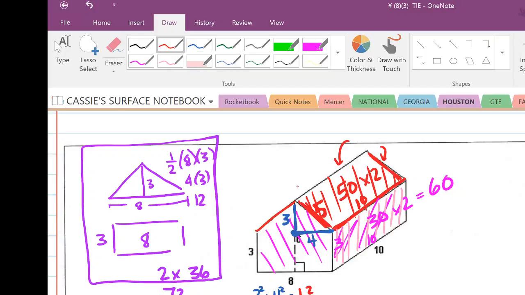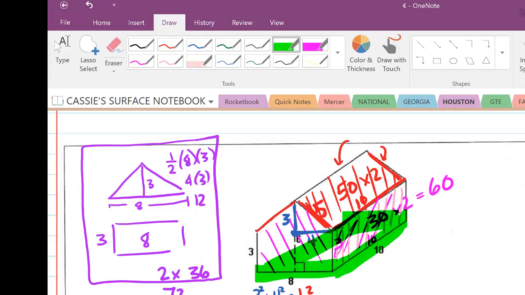So I've got the roofs, the front, the back, the left, the right. All that there is left is the floor, and the floor is 8 by 10, because that would make up the floor, and 8 by 10 makes 80. So hopefully those are correct.